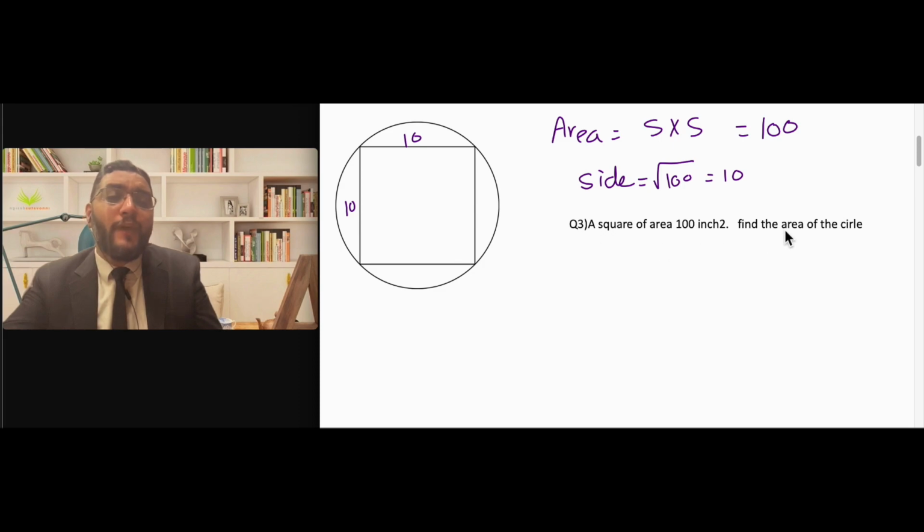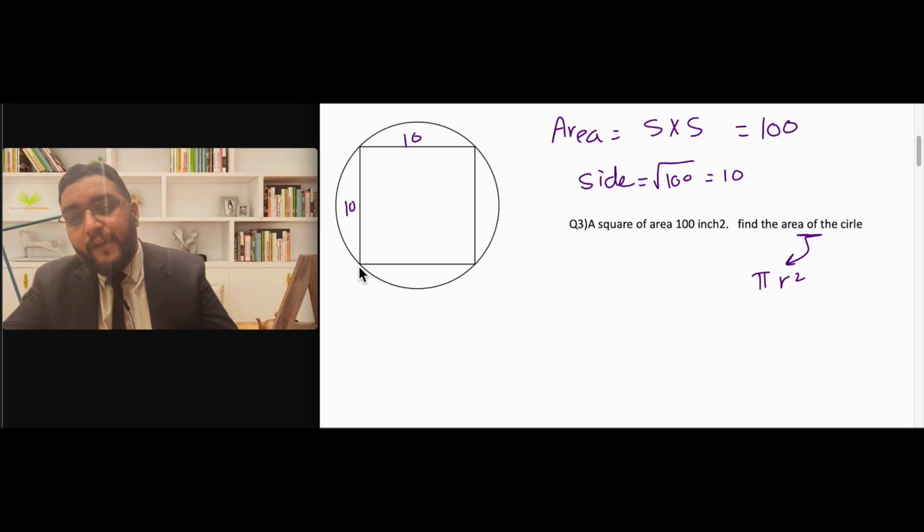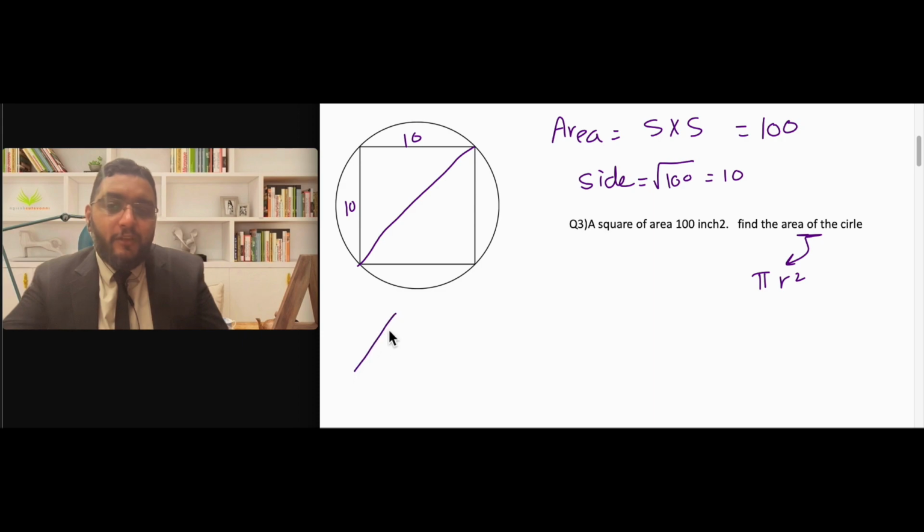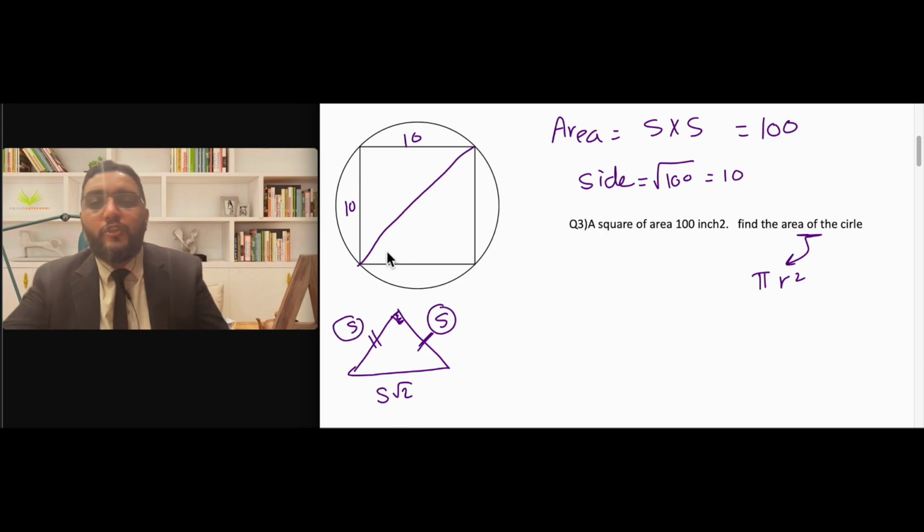Okay. Now we want to find the area of the circle. As you know, the area of the circle is pi r squared. It means we want to find the length of the radius. How can we find it? Just find the length of the diagonal. If we have a right isosceles triangle, with this angle measuring 90 and 2 equal sides s and s, the third side will be s root 2. So if this side is 10 and this side is 10, the third side will be 10 root 2. So the length of the diameter is 10 root 2.